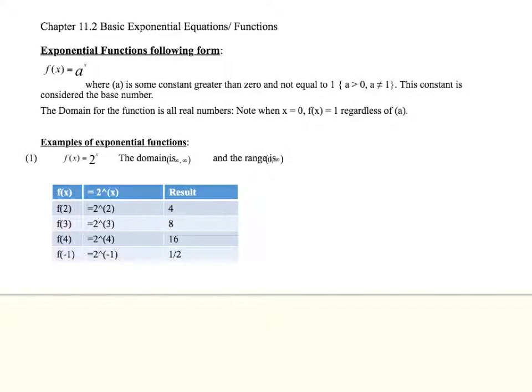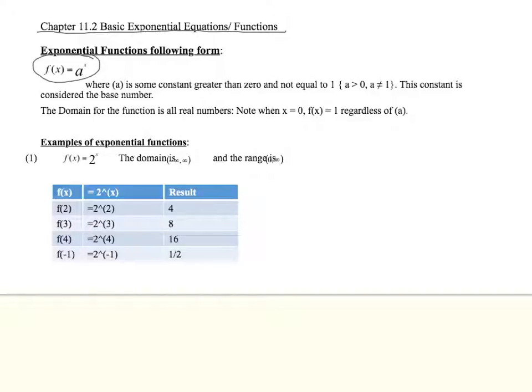We're now starting our chapter on exponential equations and functions. It's chapter 11.2. So first of all, we want to define what an exponential function is. It has the following form: f of x is equal to a raised to the x power.